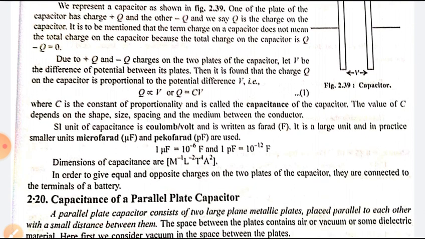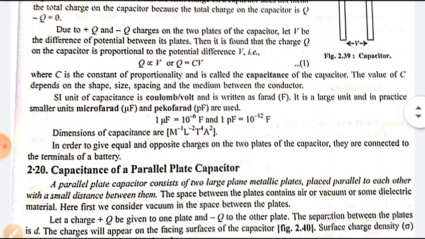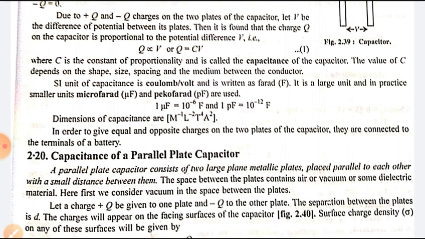The SI unit of capacitance is coulomb per volt and it is called the farad. It is a large unit and in practice smaller units, microfarad and picofarad, are used. So 1 microfarad is equal to 10 to the power minus 6 farad and 1 picofarad is equal to 10 to the power minus 12 farad. Dimensions of capacitance are M to the power minus 1, L to the power minus 2, T to the power 4, A square. In order to give equal and opposite charges on the two plates of the capacitor, they are connected to the terminals of a battery. Now we will study the capacitance of a parallel plate capacitor.